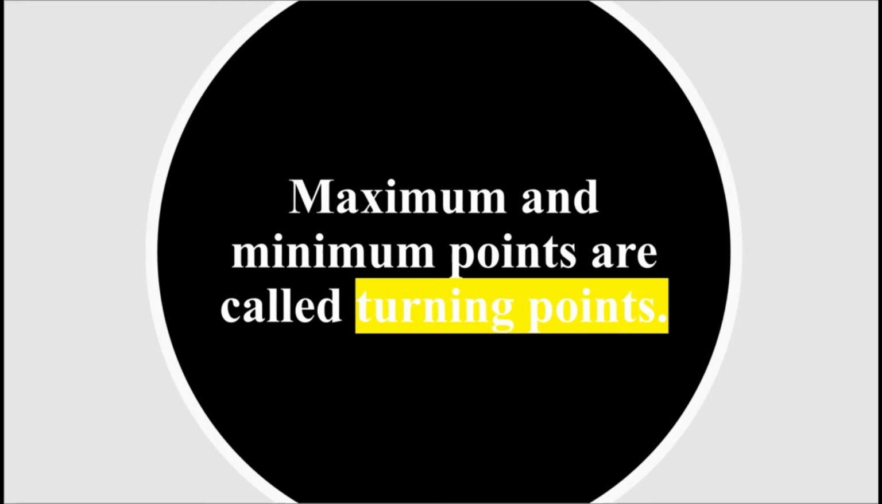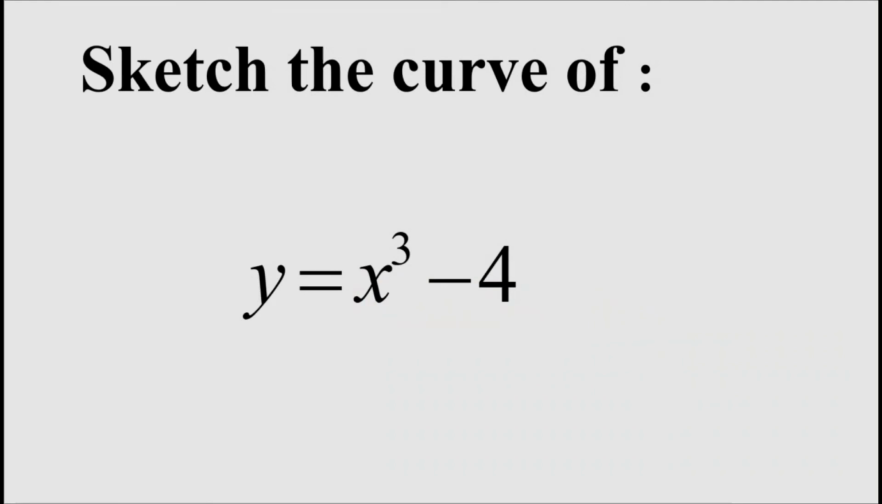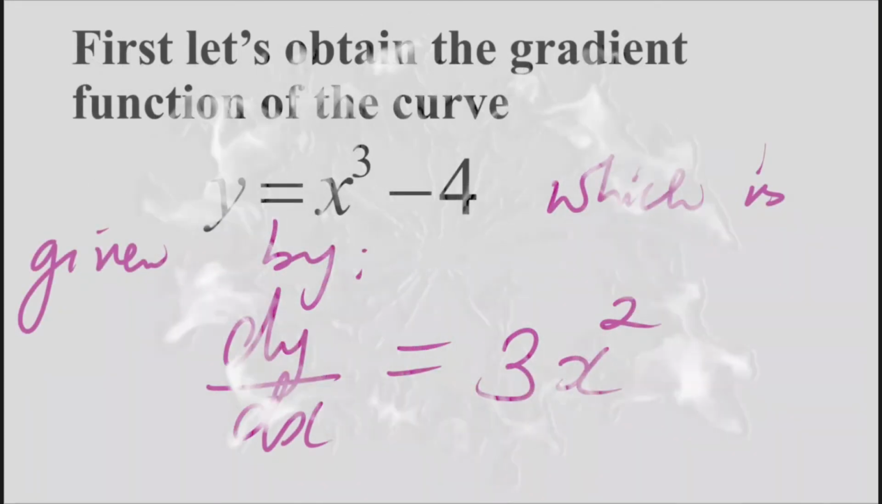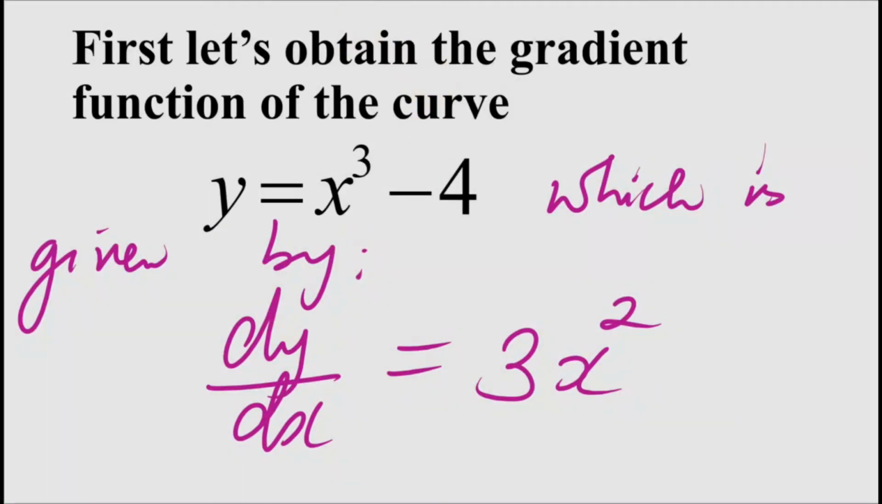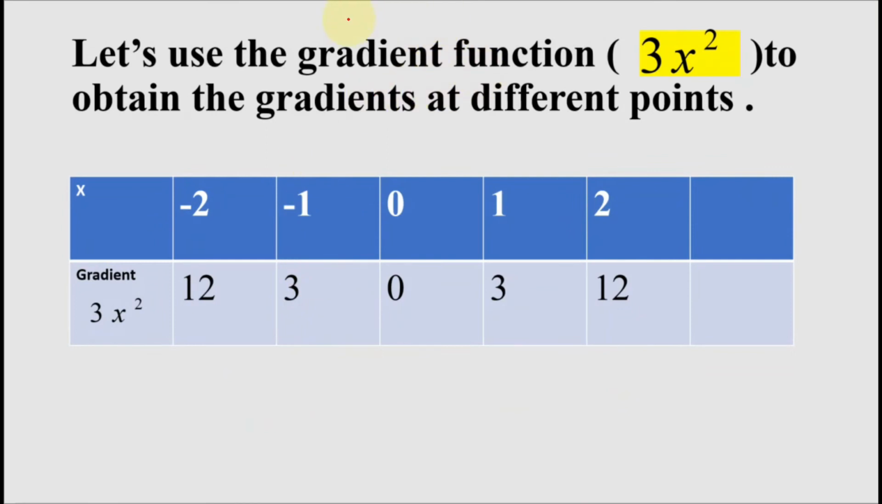Now let's consider the last example. Let's get this curve y equals x cubed minus 4. So the first thing, obtaining the gradient function, which is given by differentiating this equation with respect to x, you get 3x squared. Then you prepare a table of values indicating the gradient at different points of this curve.